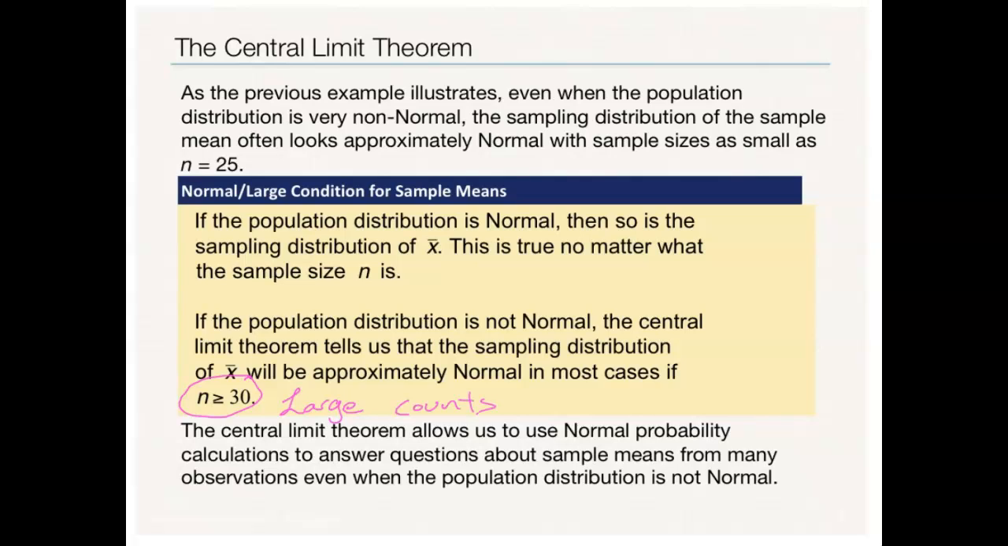So remember, for sample proportions, it was that p times n has to be greater than or equal to 10, and then also 1 minus p times n has to be greater than or equal to 10. For a mean, your sample size needs to be greater than or equal to 30. Then it's safe to assume the sampling distribution will be approximately normal. That's called the large counts condition.